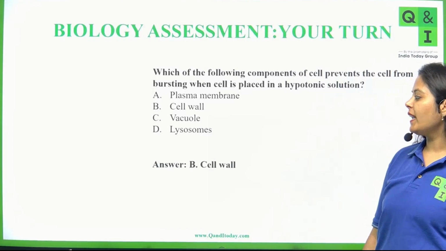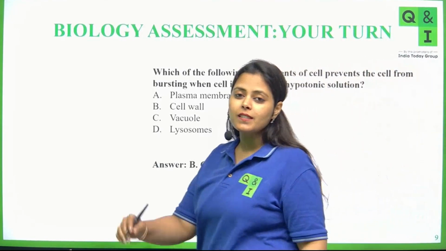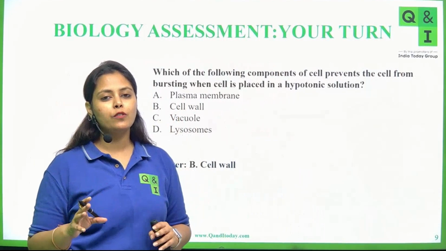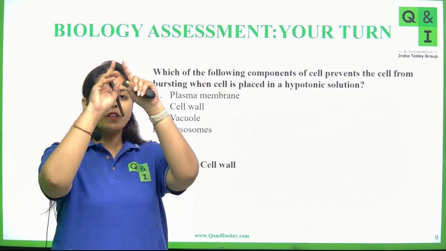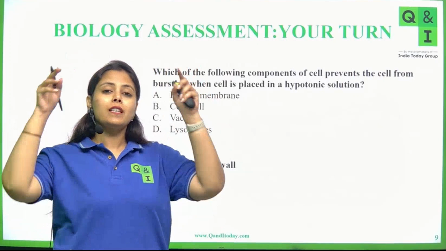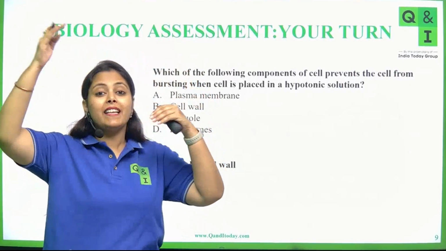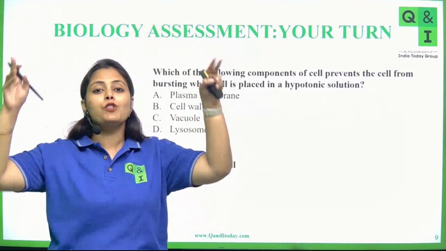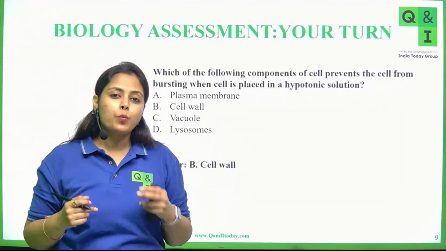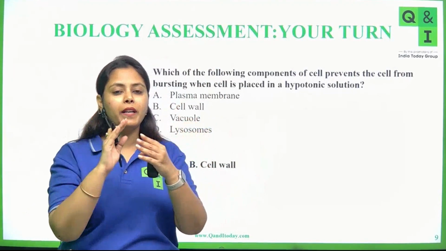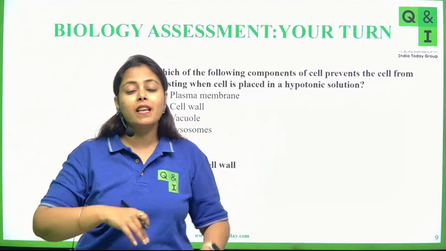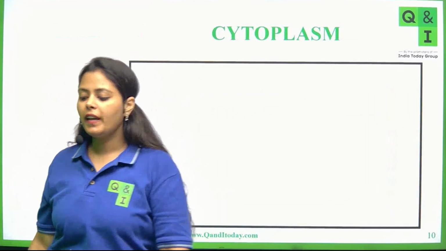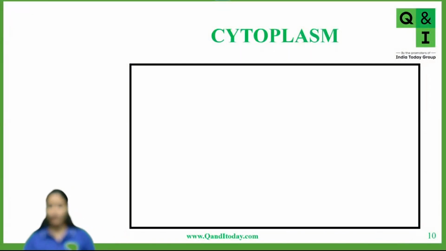Yes, very good. So the correct answer is cell wall. Just like I told you just now, whenever the cell is placed in a hypotonic solution, water moves in. This will lead to swelling of the cell, that means the cell is getting stretched. The water is exerting pressure onto the walls of the cell. In response to that, the cell wall exerts an equal and opposite pressure so that the cell bursting does not occur. Okay, now let's move ahead to the next part, that is cytoplasm.